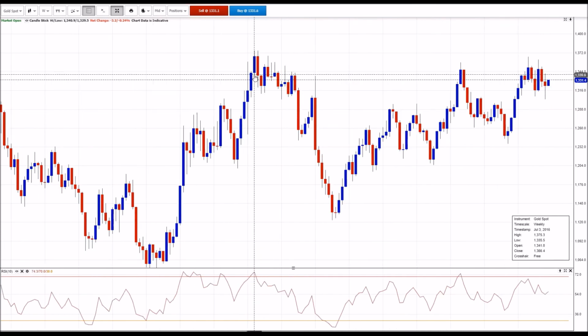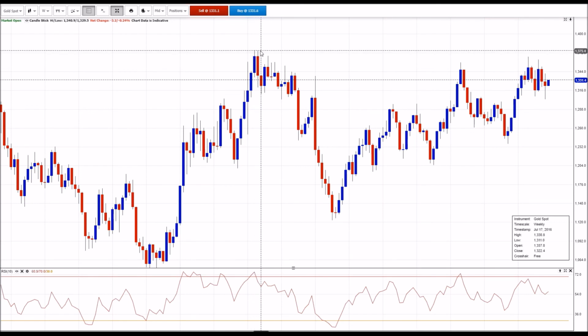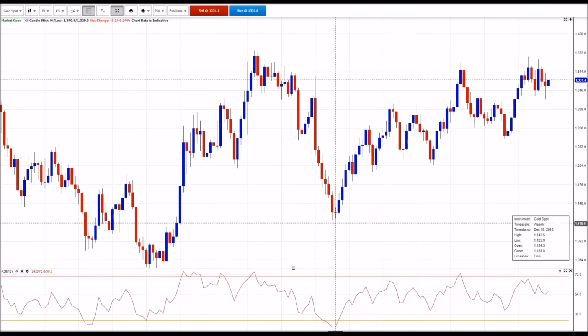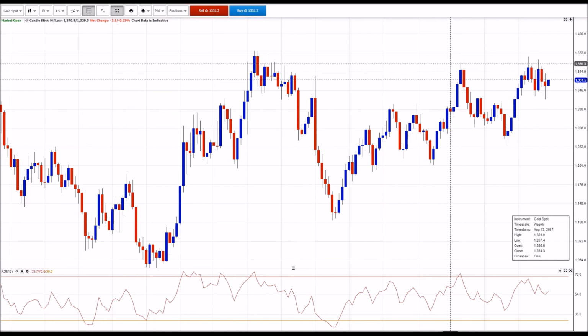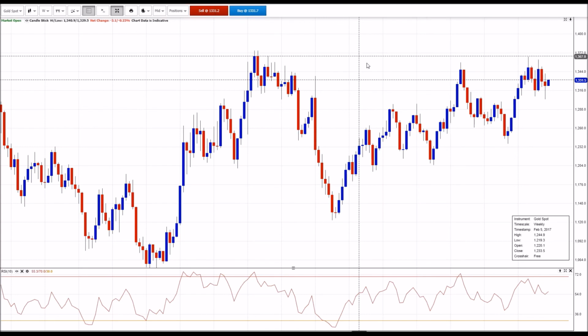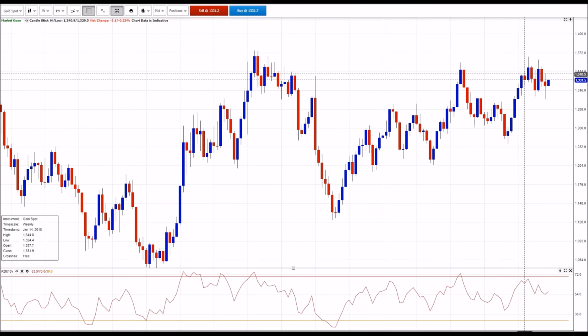So this is a weekly candlestick chart. July 2016, summer of 2016, the price of gold trades as high as 1375 and then sells off a chunk down to 1120. Then September 2017, the price of gold gets up as high as 1357. So this whole 1357 to 1375 area has been a real barrier for gold.